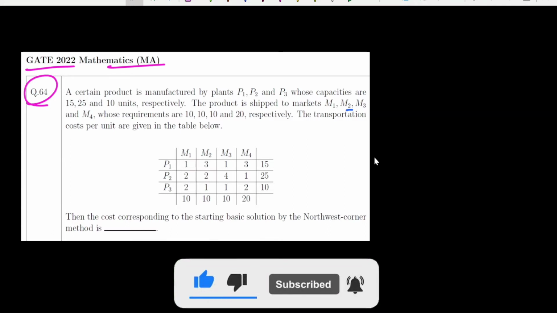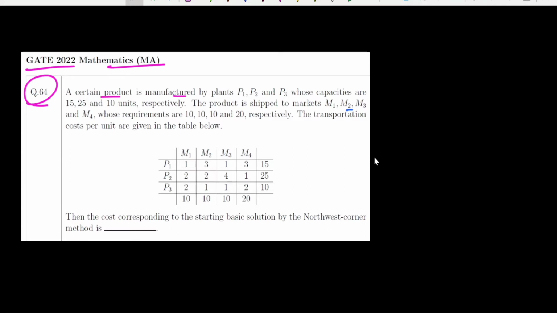So the question says that a certain product is manufactured by the plants P1, P2 and P3, whose capacities are 15, 25 and 10 units respectively. The product is shipped to the markets M1, M2, M3 and M4, whose requirements are 10 units, 10 units, 10 units and 20 units respectively. The transportation cost per unit is given by the table below. So this is the cost matrix of the problem, and we have to find the cost corresponding to the starting basic solution by the northwest corner method.